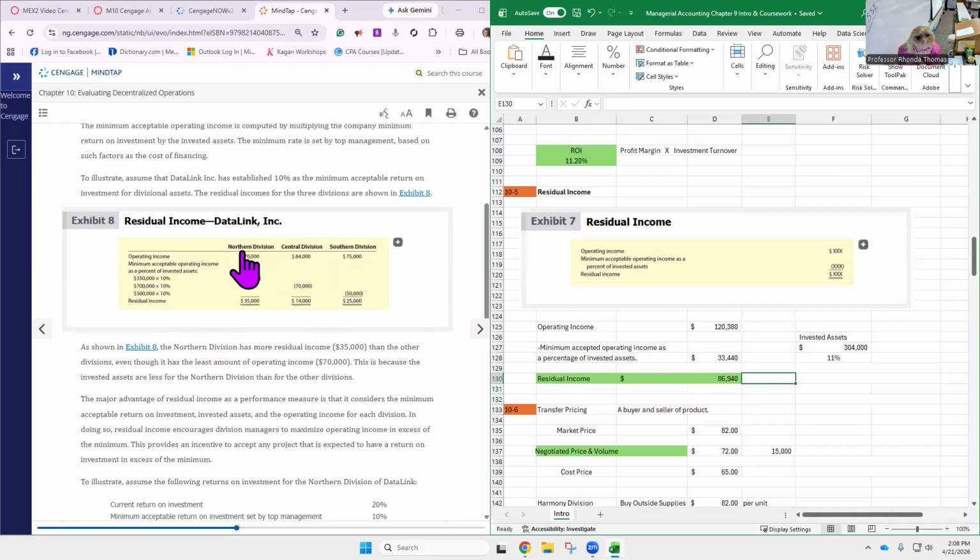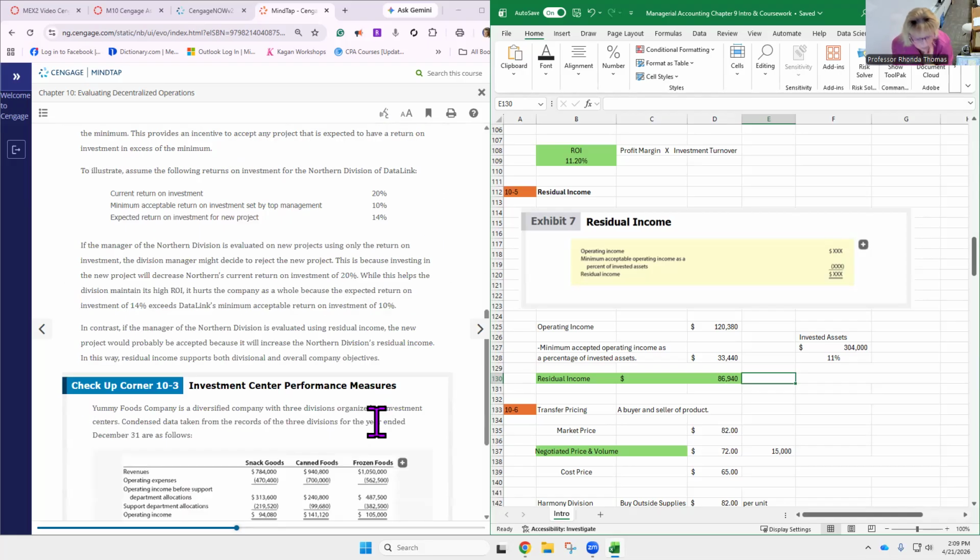Okay, so if you looked at a business here, we've got three divisions. There's their operating income. A minimum accepted operating income as a percent of invested assets. So it looks like this company believes 10% is that number. So while this one looks really good to begin with, when you calculate the minimum that this division has, look how much lower this one is. Okay, as far as residual income is concerned. So if you're looking at residual income as a performance measure, it turns out that the Northern Division is actually the most valuable when it comes to residual income. Okay, residual income.